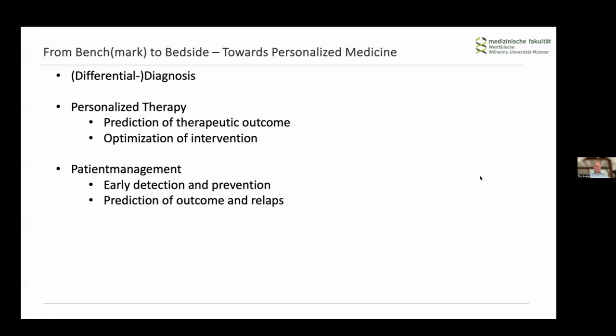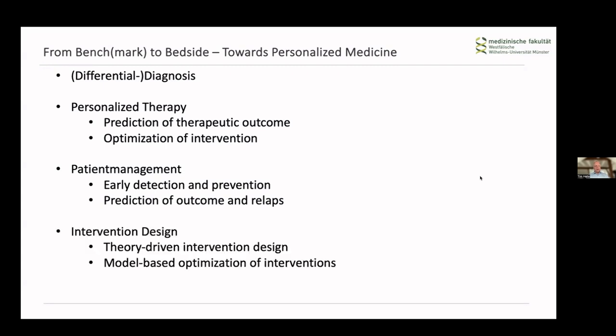So if we could know when the next episode starts, we might be able to intervene early and take a lot of suffering away from these patients. And finally, we want to be able not just to have good interventions, but to design interventions from scratch. That's something we're hardly ever doing these days in medicine. But what we actually want is theory-driven intervention designs and model-based optimization of these interventions.